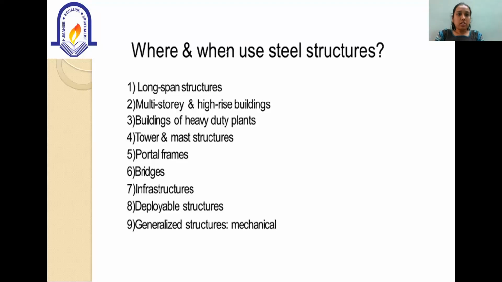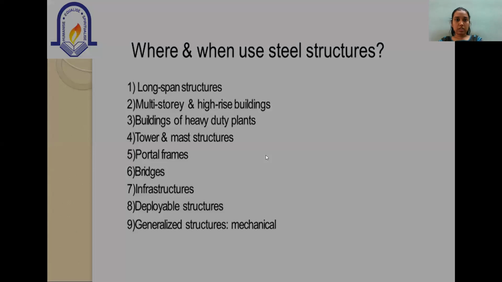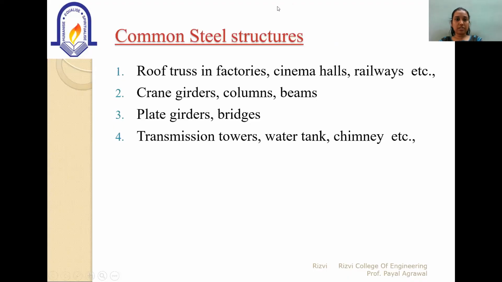Okay, so up till now we had seen where and when to use the steel structures. So these are the different structures where we can use the structural steel as a construction material. Then commonly used steel structures. So which are the different commonly used steel structures where we are going to use the structural steel as a construction material.